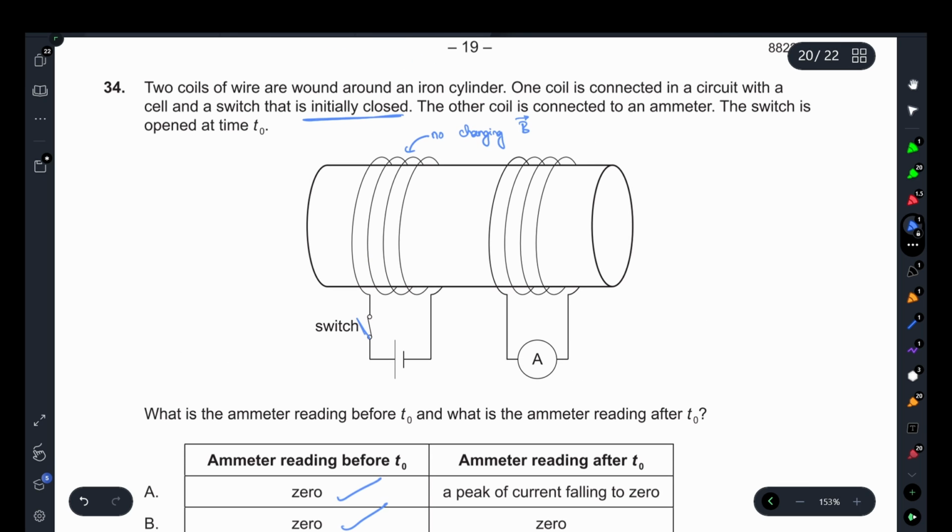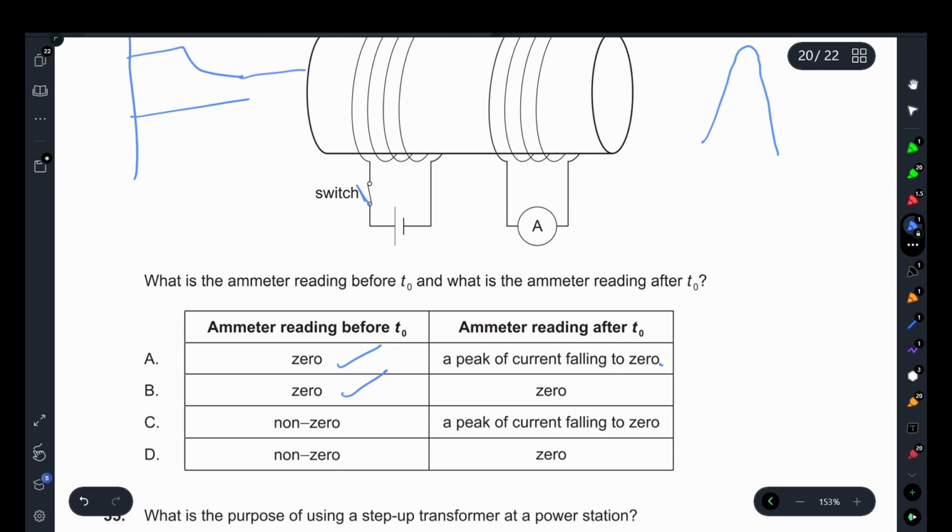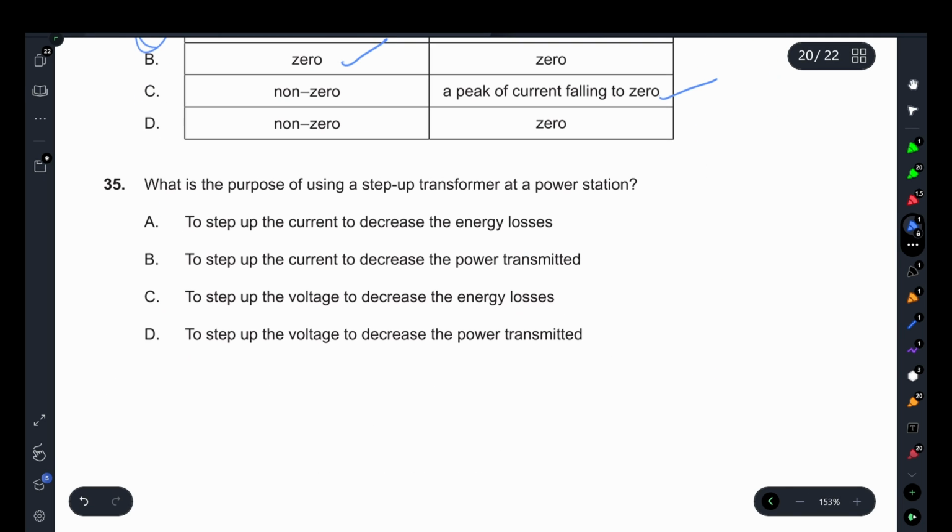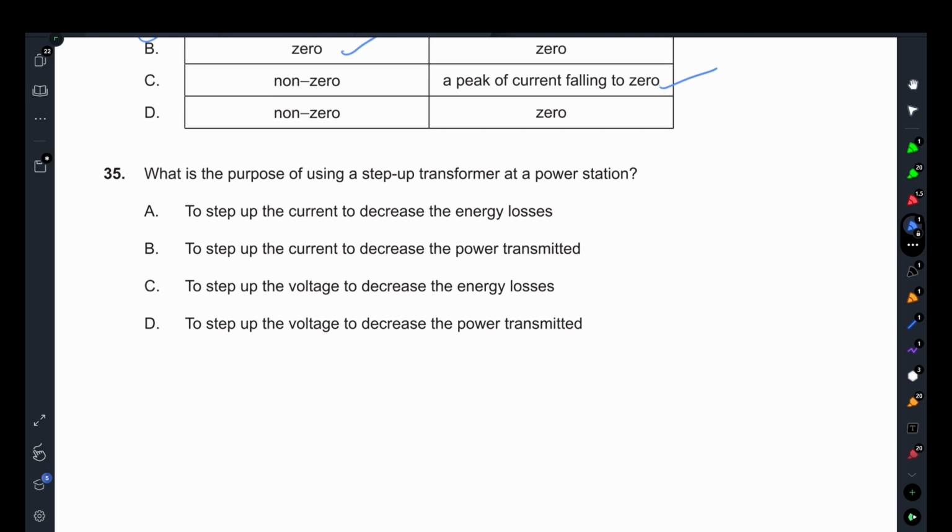Now, the second the switch is opened, the magnetic field falls. Let's say it's here, suddenly it goes down here. And this change over here causes a peak, and then it starts falling down again when it goes back to the same level. This means that a peak will occur before falling back to 0 in the EMF, which means that the current will also go to a peak before falling down. Question number 34, option A is the correct answer.